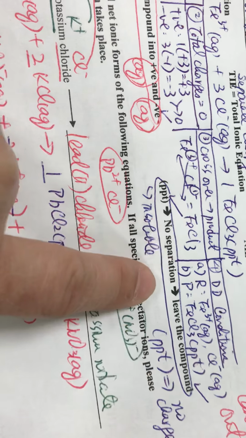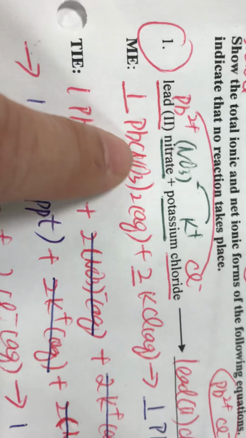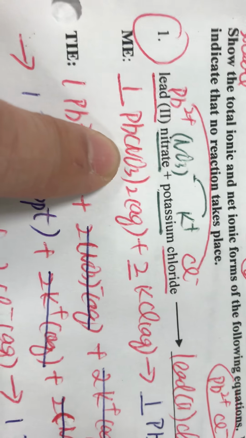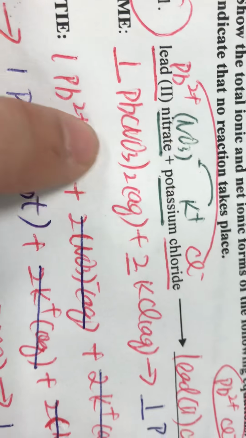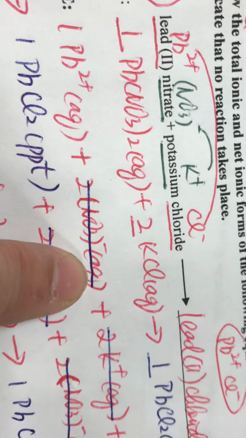So here I get 1 Pb. Pb what charge? Pb 2+. So 1 Pb 2+ (aq), because aq I separate into charges. And then here I got 2 NO3. 2 NO3 what? 2 NO3 minus charge, and then it's (aq). And then here will be 2K+ (aq), 2Cl- (aq).